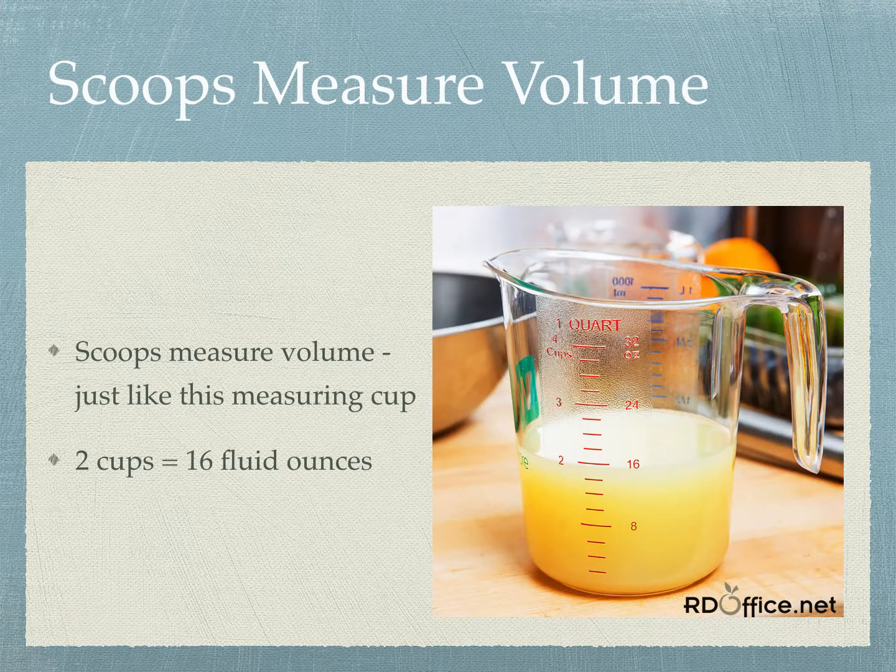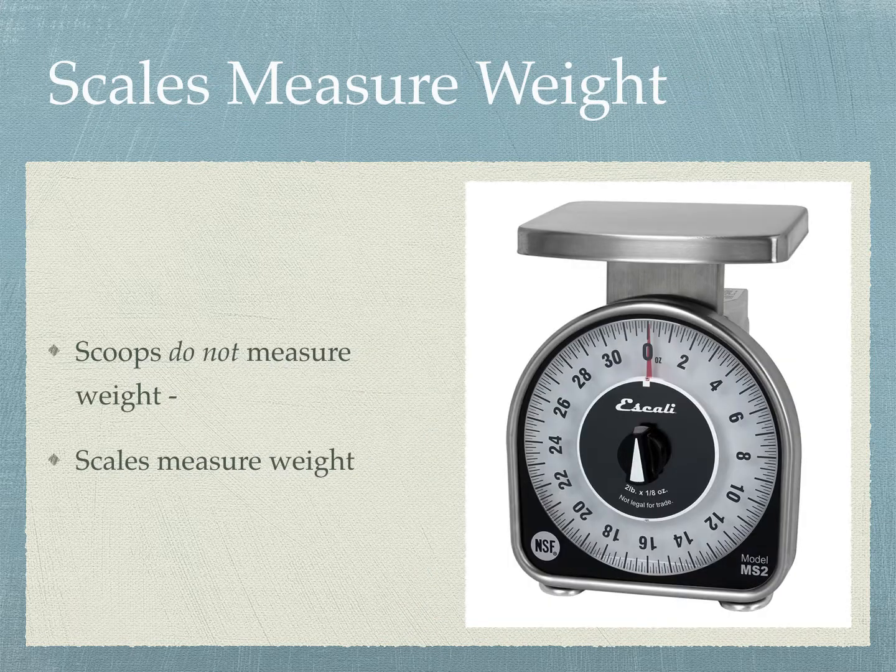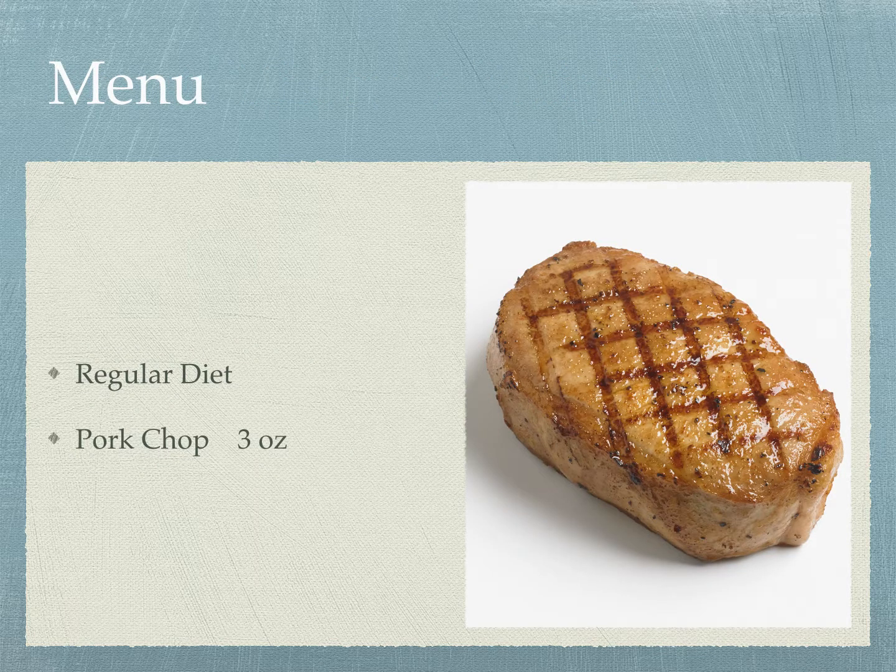Scoops measure volume just like this measuring cup. In this example, you can see the number 2 stands for 2 cups, and then the 16 stands for 16 fluid ounces. Scales measure weight. Scoops do not measure weight. It is the scale that measures the weight. So let's say we have a menu item of pork chop that calls for a 3-ounce serving cooked.